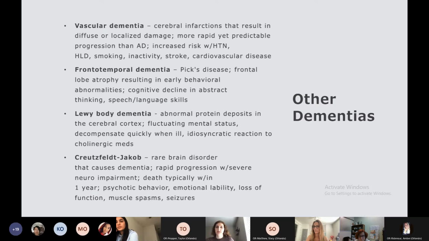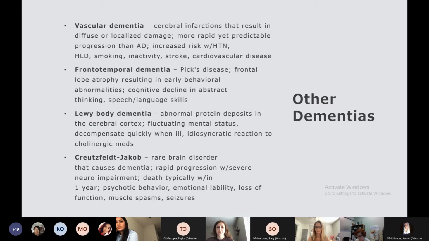And then another type is Lewy body dementia. And so this one, it's abnormal protein deposits, which are known as Lewy body plaques. They gather in the cerebral cortex, and this one's really devastating. It can cause their mental status to fluctuate rapidly. When they do get sick, they get really sick. And interestingly, they have an idiosyncratic reaction to cholinergic meds. So like your sedatives or your antipsychotics, it'll actually have like an opposite effect than what is expected.